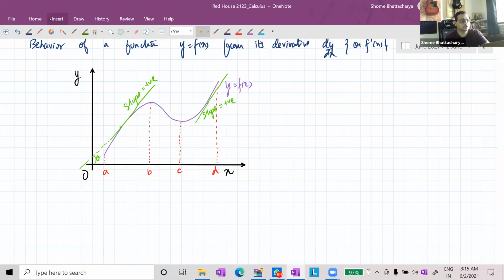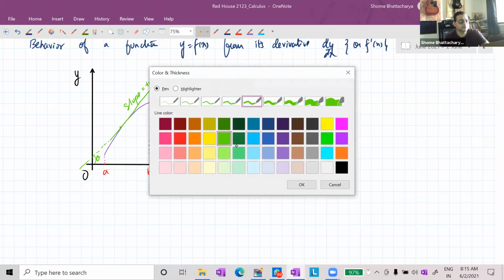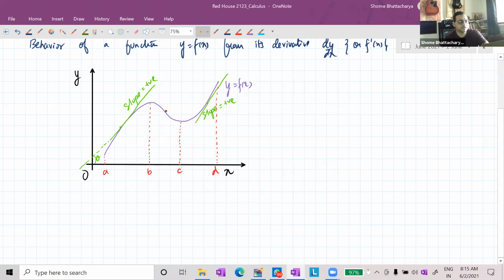But on the other hand, if I draw the tangent at any point between B and C, some point like this, if I draw the tangent now, you can see that that tangent will tend to have a negative slope.